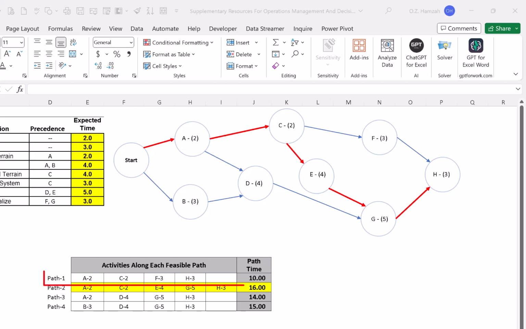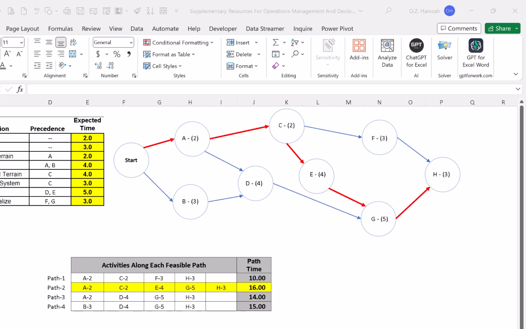A2, that's A taken 2 units of time, C, F, and H. So A, C, F, and H is one path from beginning to finish, and the time it's going to take us is 10 units of time. Path 2 is A, C, E, G, and H, and the total time there is 16. And we similarly complete paths 3 and 4, and we find out that there are really no other plausible paths to finish the project except these.